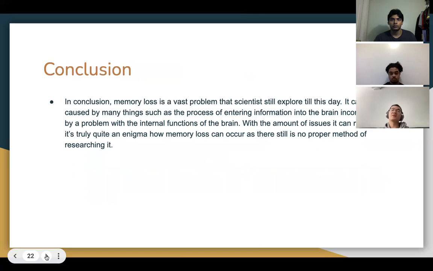And let's go to the conclusion. In conclusion, memory loss is a vast problem that scientists still explore today. It can be caused by many reasons, such as entering information into your brain incorrectly, or a problem with the internal function of the brain. With the amount of issues it can relate to, it's truly quite an enigma how memory loss can occur, as there's still no proper method of researching it.